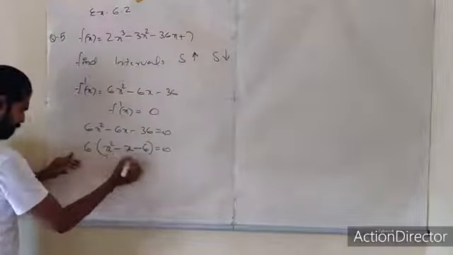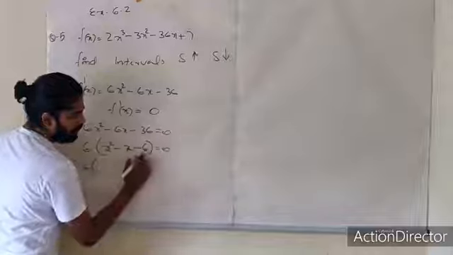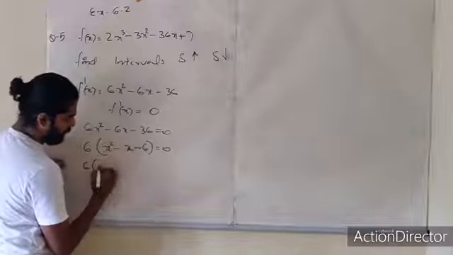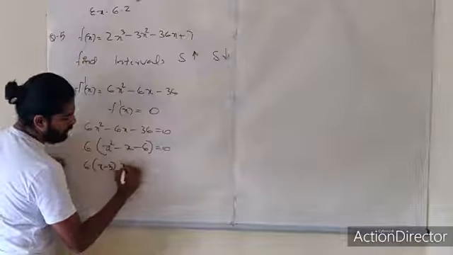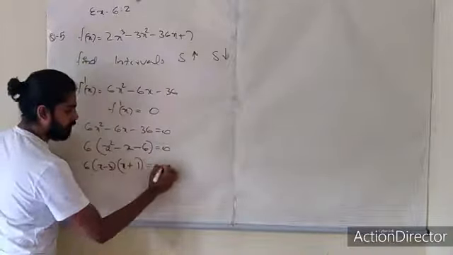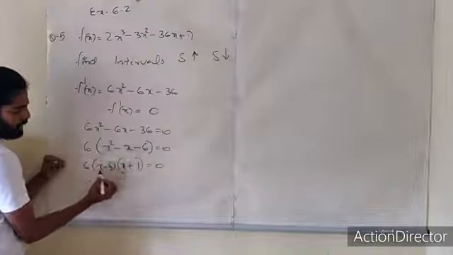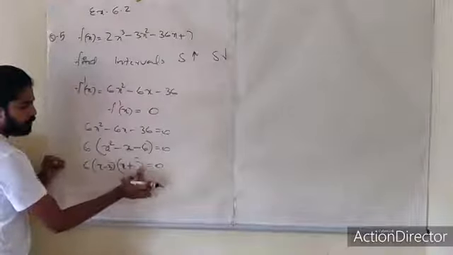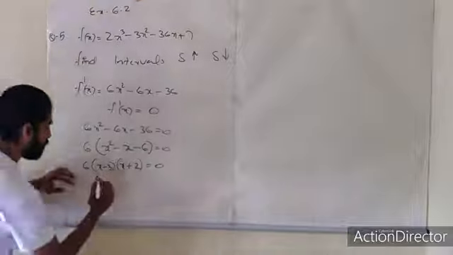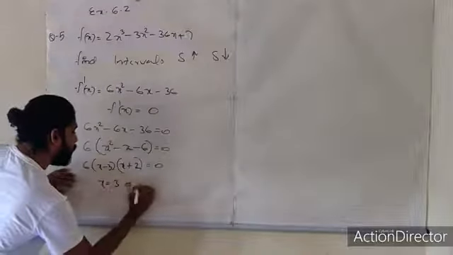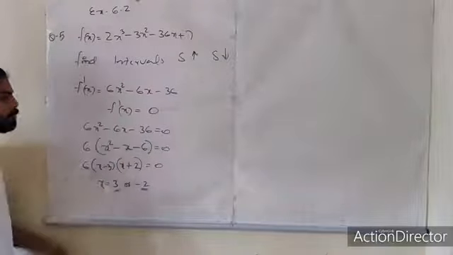Now let us factorize this. The product is negative 6 and the sum is negative 1, so we factorize x square minus x minus 6 as x minus 3 into x plus 2. Now the value of x is equal to 3 or negative 2. So at these points the derivative equals 0. So these are the turning points.